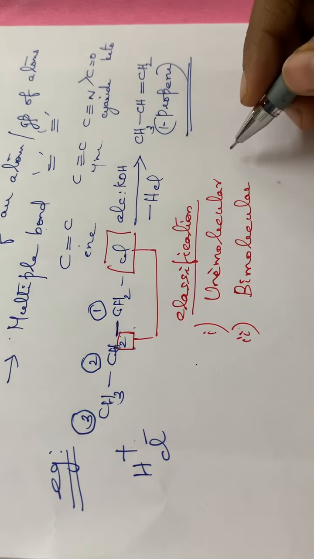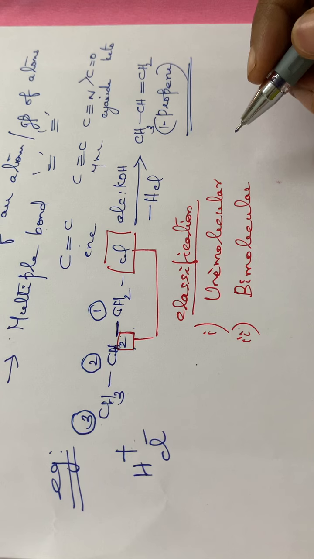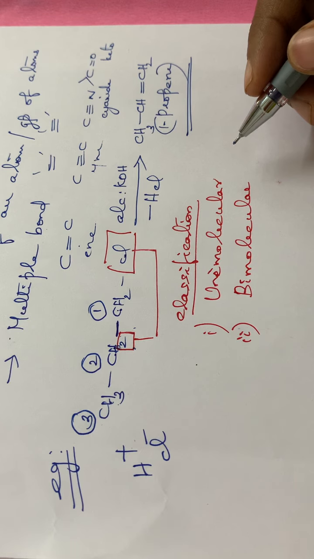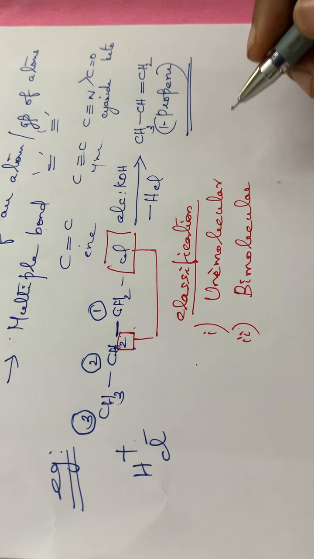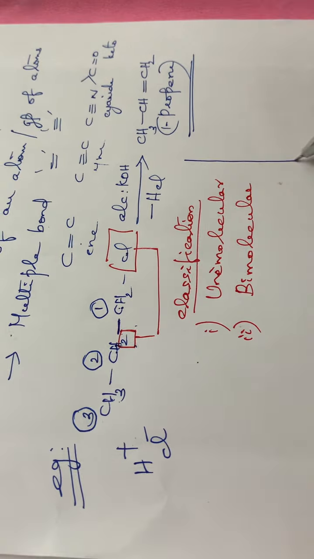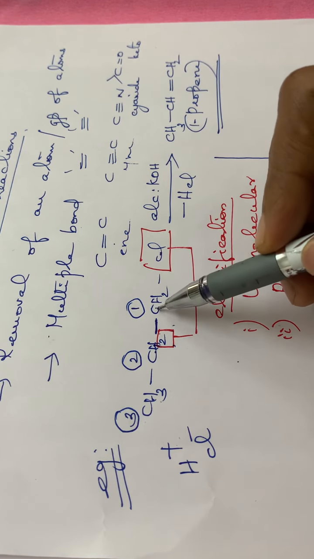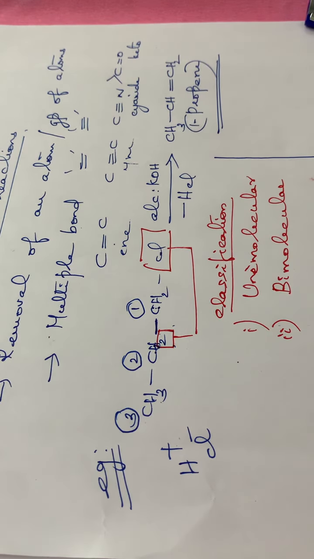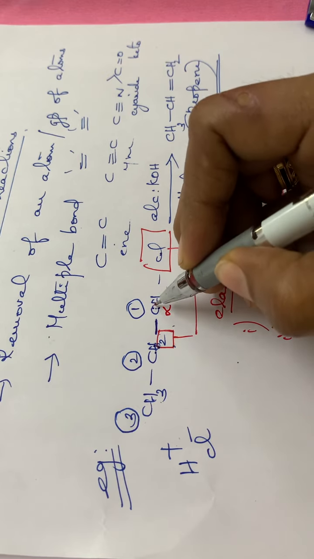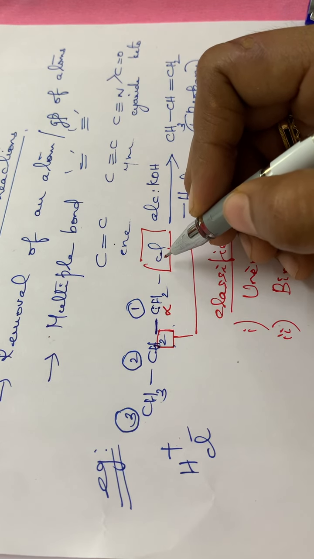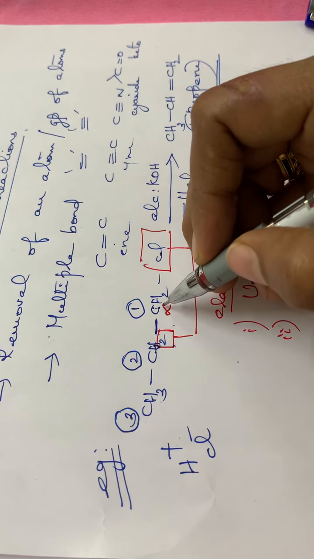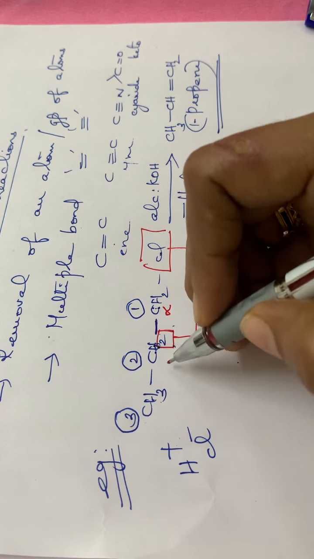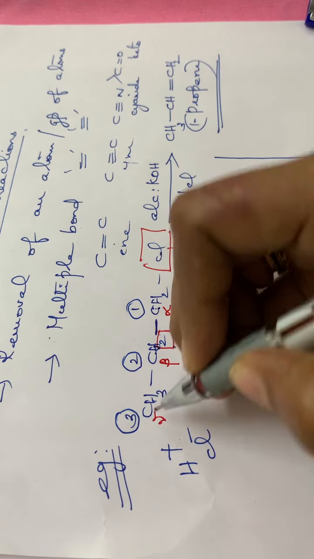In the first case, unimolecular elimination, just as we have studied in nucleophilic substitution reactions, SN1 and SN2. In between, I forgot to tell you one more thing. In this example, the elimination takes place from the first and the second carbon atom. The carbon to which the functional group is attached is called the alpha carbon. The next neighboring carbon atom is the beta carbon, and the third carbon is the gamma carbon.